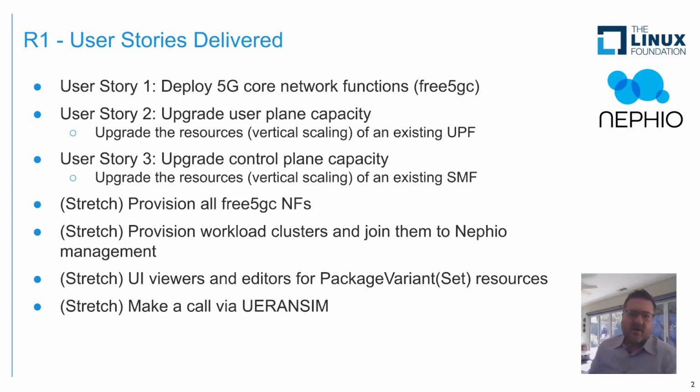So the place I'm going to start is with talking a little bit about what we've actually delivered in Nephio R1. Essentially, we had three user stories that we wanted to achieve. One is deploying 5G core network functions from Free5GC, and then user stories 2 and 3 were showing how we could upgrade the control plane capacity and the user plane capacity. And we were able to achieve all of those user stories, but we also took it a step further and achieved a number of our stretch goals, which includes provisioning all the rest of the functions. There's quite a few of them, we'll see in a minute.